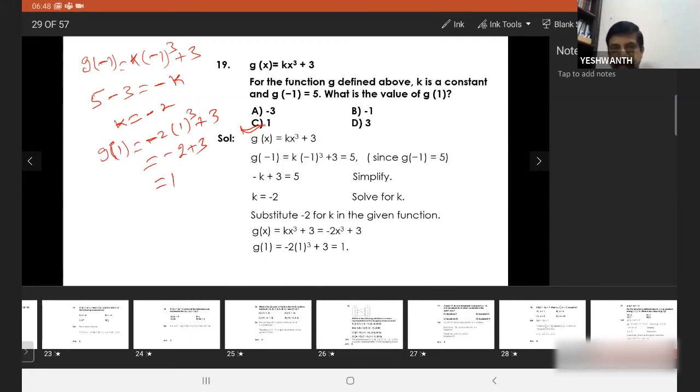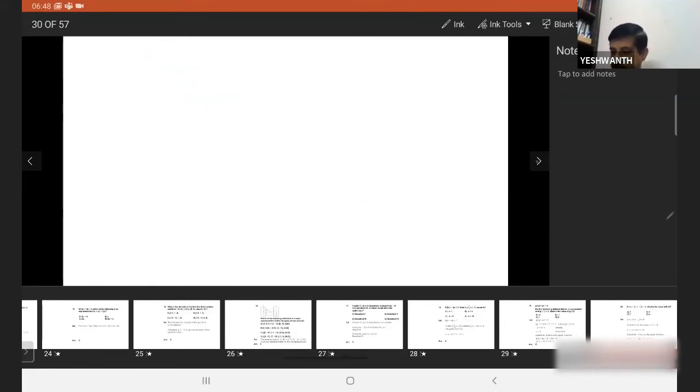So let us look at the next question. So look at this. f of x plus 1 is negative half x plus 6. What is the value of f of minus 3? Very, very simple question. f of minus 3 is equal to what?